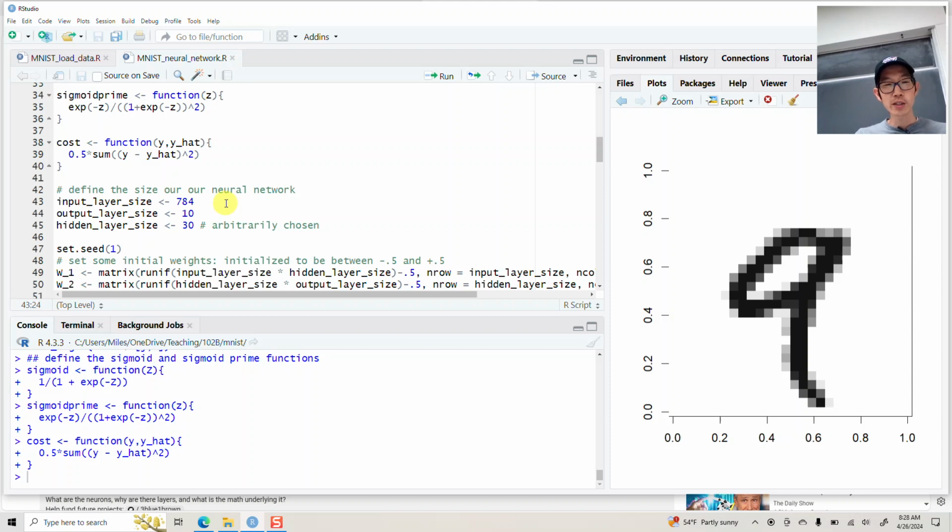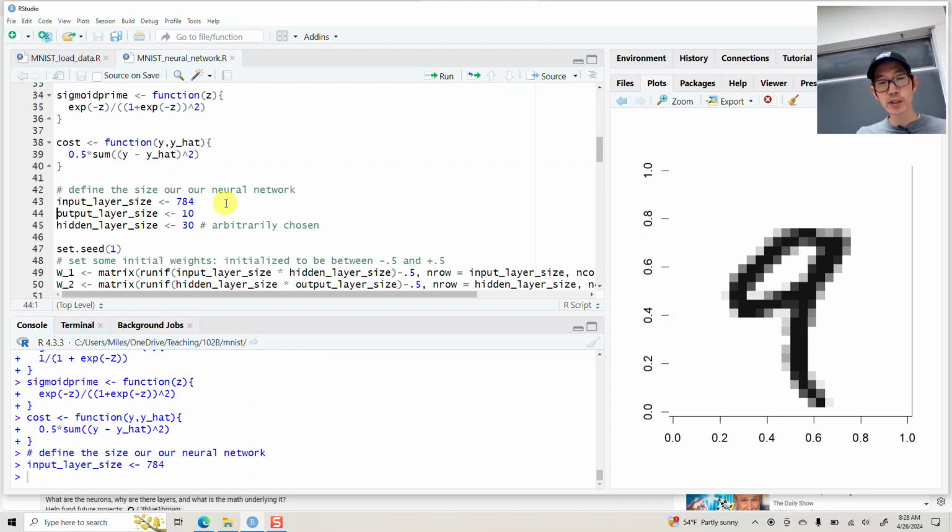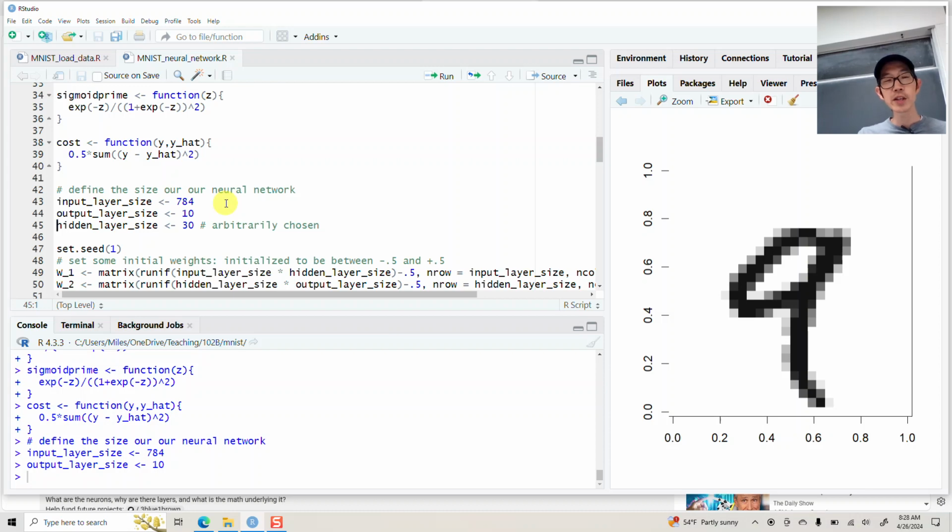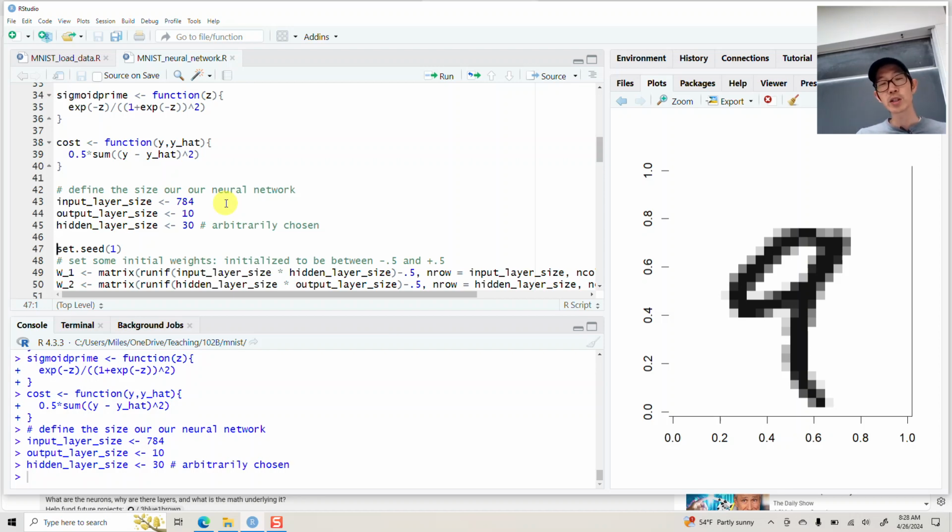So I'm going to say input layer, 784 values. Output layer has 10 values. And here in my network, I'm going to keep it simple, and we're going to just have one hidden layer with 30 nodes in it. That way I only have 2 weight matrices: the weight matrix from the input layer to the hidden layer, and the weight matrix from the hidden layer to the output layer.